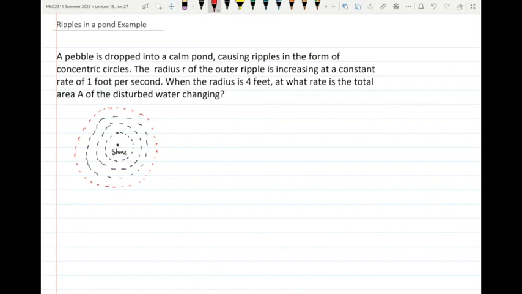Okay, so do you understand the situation? What's happening? Pretty simple. Throw a stone, ripples start forming, right? So let's try to identify what are the quantities that we are interested in. Let's read the problem again. A pebble is dropped into a pond, causing ripples in the form of concentric circles. Okay, so what we have here are circles, right? And then they're talking about the radius of the outer ripple. So we want to focus our attention on the outermost ripple.